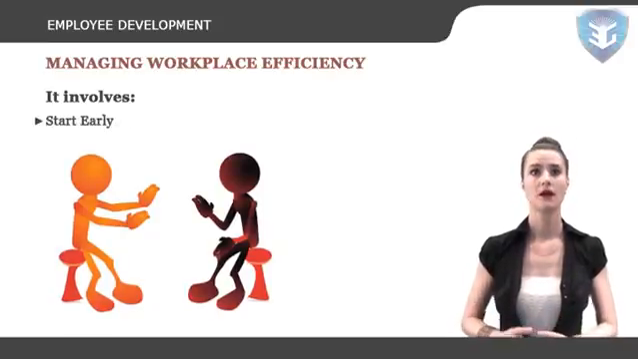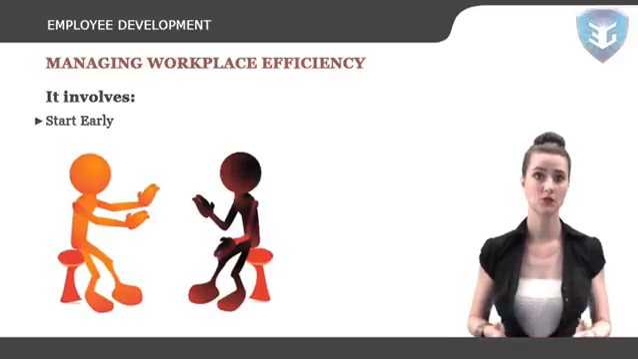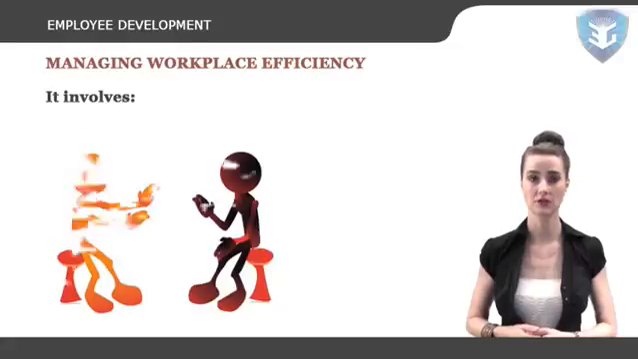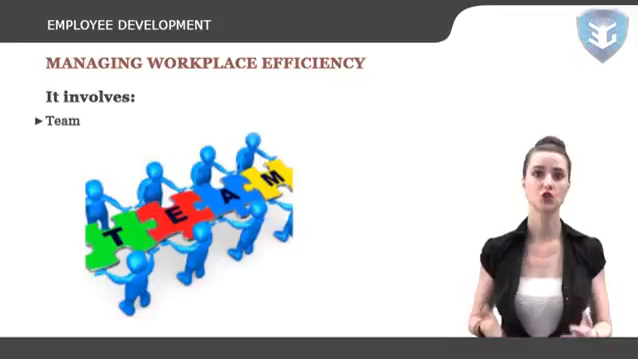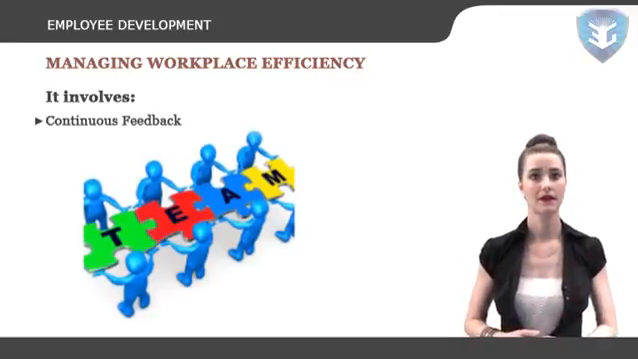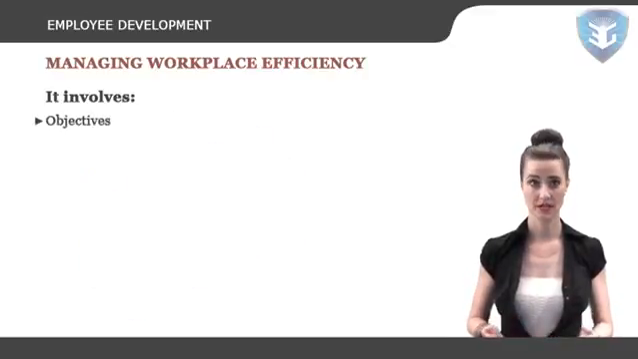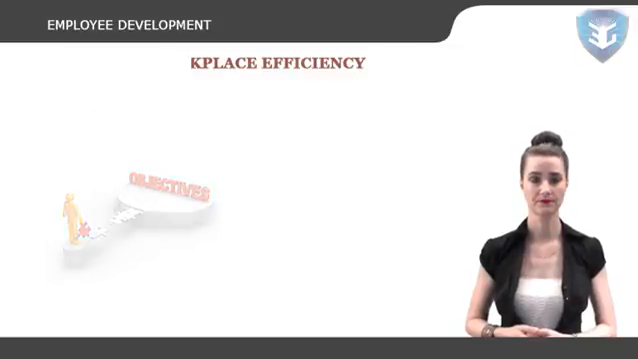Start early. Part of the continued employee engagement process begins with the hiring process and ensuring solid fits with respect to the company's setting and culture. Team. Part of developing employees is to ensure they are not overworked. Continuous feedback. Assess employees and company constantly. Objectives. Objectives should include department goals that come from feedback reviews.